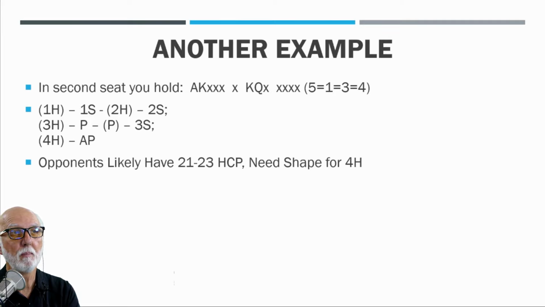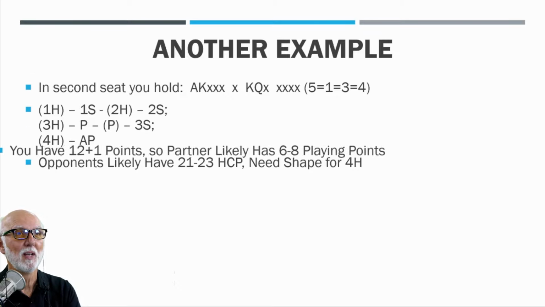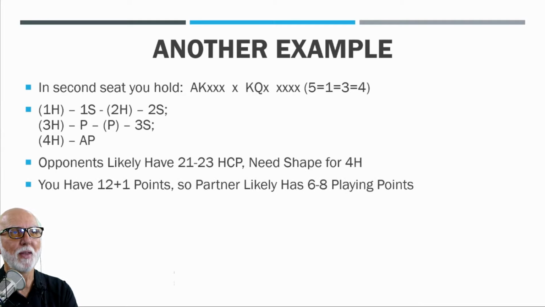And why is that? Because our partner bid 2 spades, didn't they? Our partner's going to have, I think, 6 points, or else they wouldn't have bid 2 spades. Maybe they have some shortage points, but about that. So we have 12 plus 1. Our partner normally has about 6 to 8 points. Are you with me so far? I want to hear some comments out there from some of you.